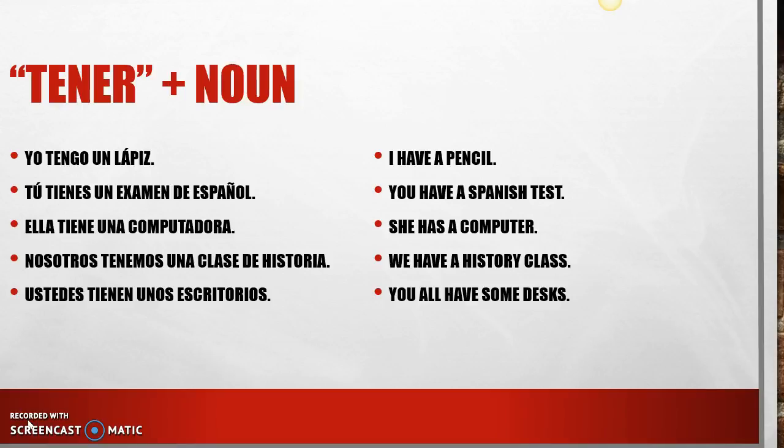Ustedes tienen unos escritorios. Since our subject is ustedes, we conjugated tener in the ustedes form. Ustedes tienen is you all have. The noun, or what is being possessed, is some desks, unos escritorios. Ustedes tienen unos escritorios is you all have some desks.